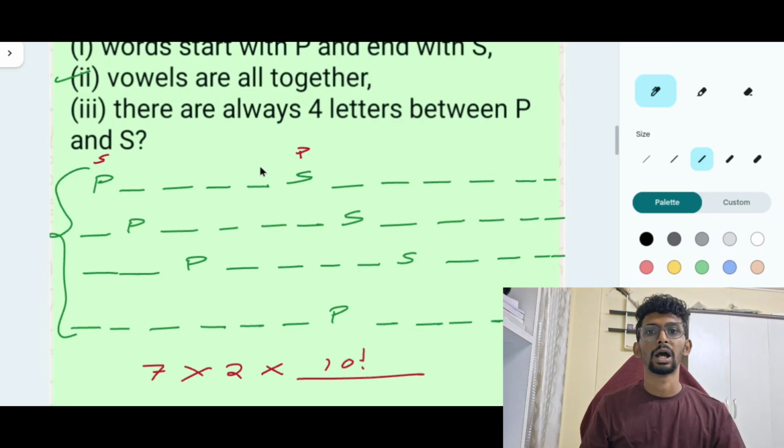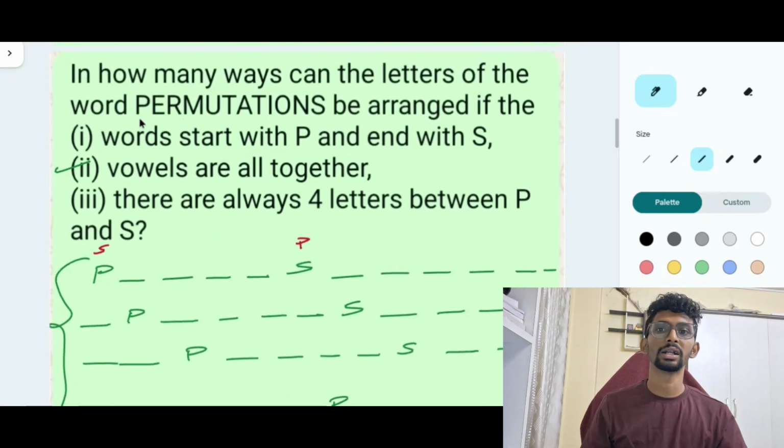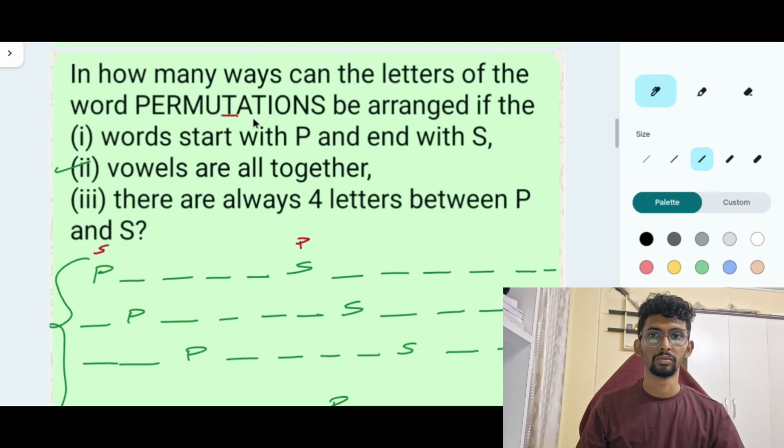Next. After this, what we have to do? We have to divide with the factorial of the letters which are repeating. So in this one, what are repeating? You can see E. No, E is not repeating. R is also not repeating. M is also not repeating. U, no. T is repeating 2 times, as I can see.